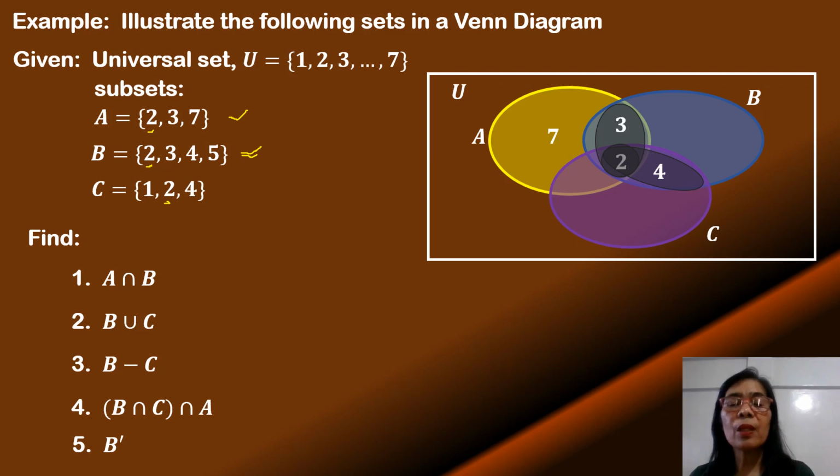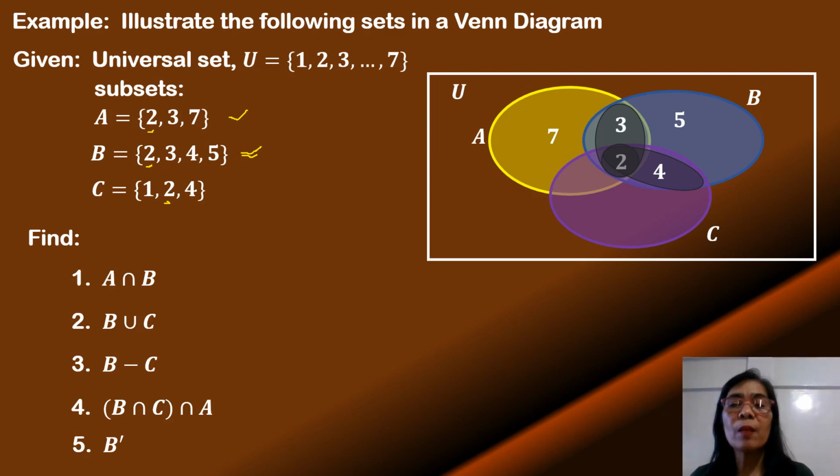In set B, you have 2, 3, 4, 5. We already have in the set B, in the blue oblong, the elements 2, 3, and 4. And what is lacking is 5. So write outside the intersecting areas the element 5, which is part of set B.